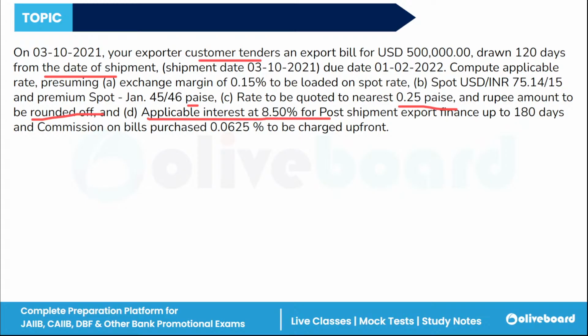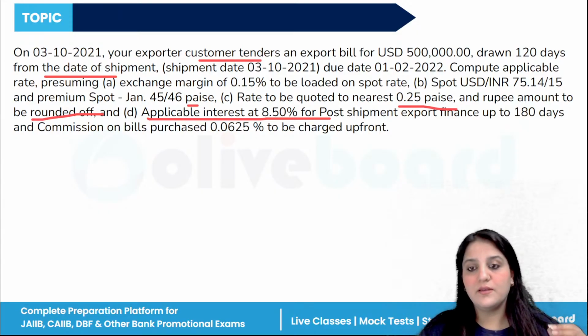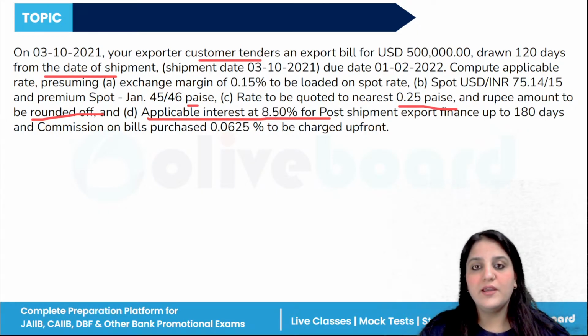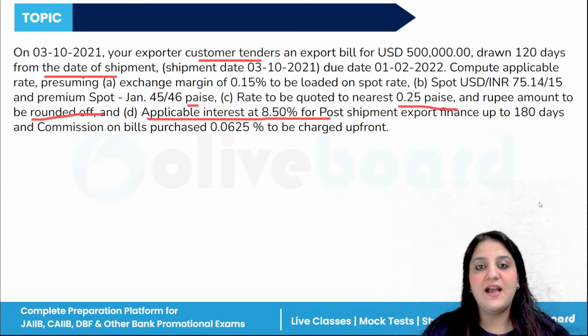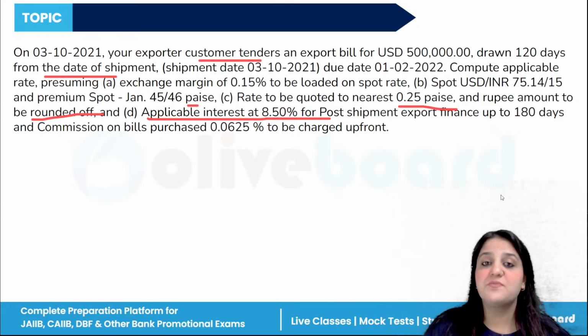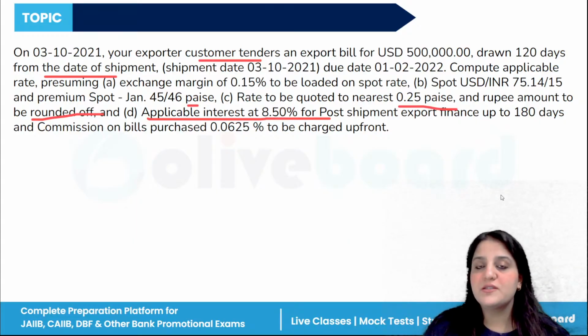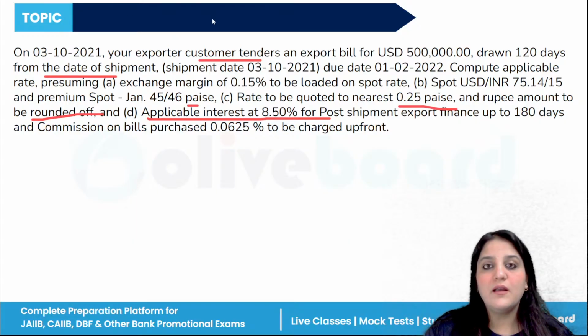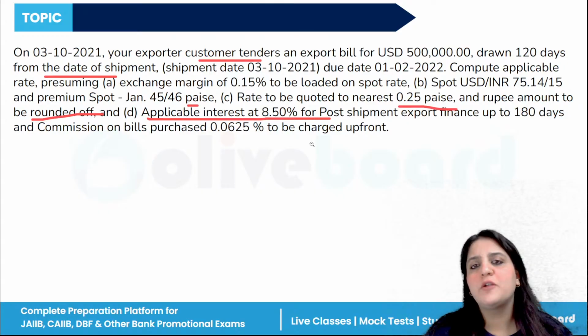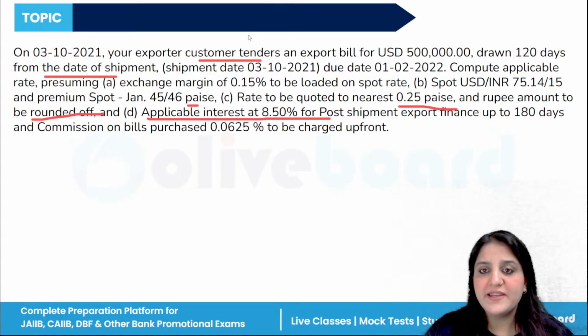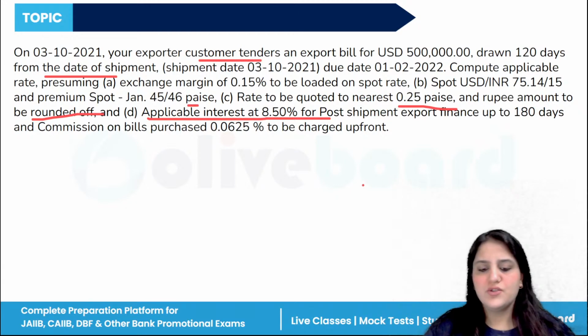See, when all these things are given, we have to do the things in a focused way. In that question, simply we have the export bill, we have the date of transaction, that is basically bill purchase, we have the spot rate, forward premium, exchange margin, interest rate, commission on bill purchase, and the amount given. So in that case, first we have to calculate the spot buying rate for the January 2022 delivery.